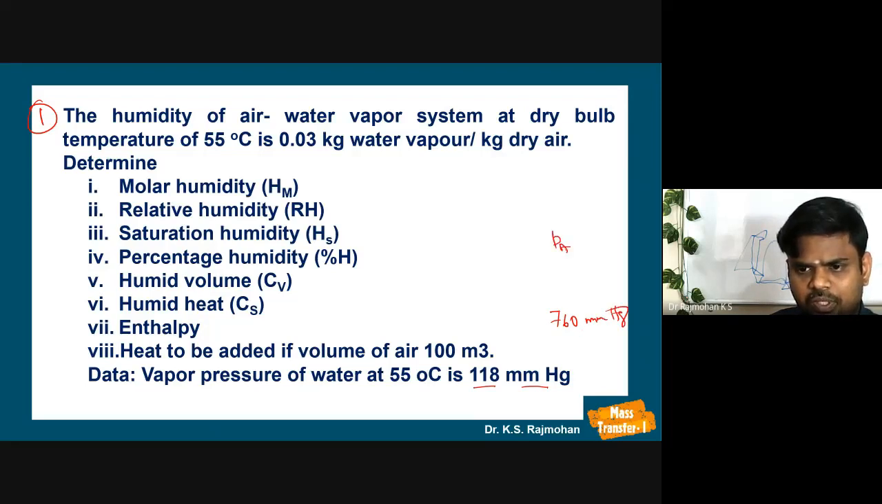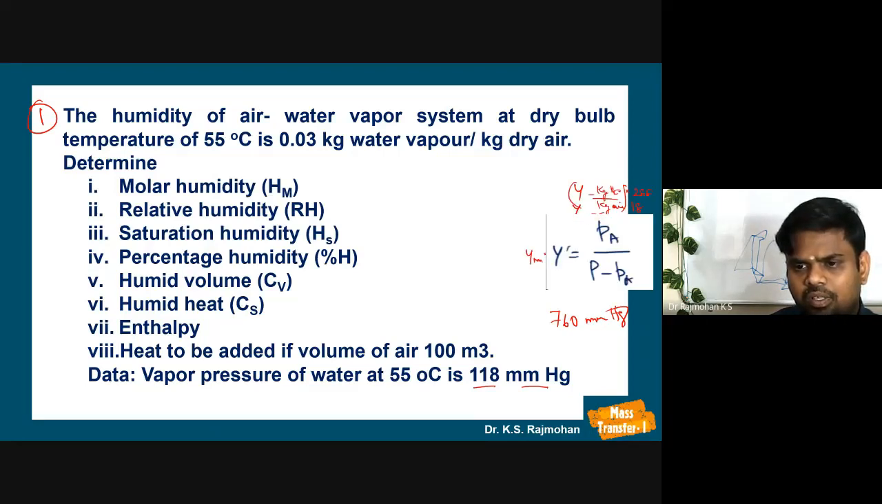We know the ratio of partial pressure by P total minus PA. It should be partial pressure divided by P total pressure minus partial pressure. So we get molar humidity. So all these relationships we know. What is Y, what is Ym? It is absolute humidity, and it is molar humidity.